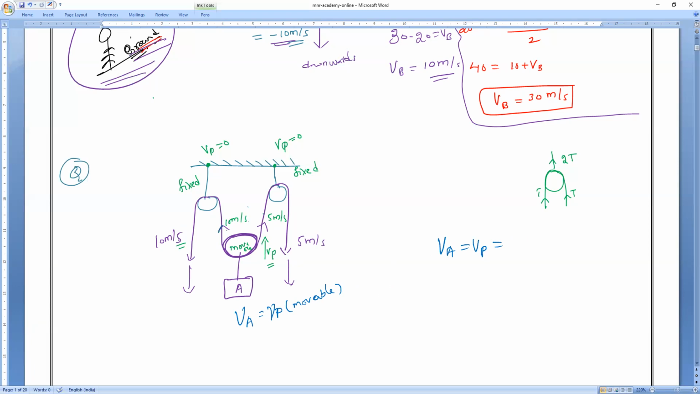Two forces are acting. One is 10 meter per second, another one is what? 5 meter per second. Both are in the same direction, so both are positive only. Am I right or wrong, guys? Yes, sir. 10 plus 5 by 2, which is equal to how much?